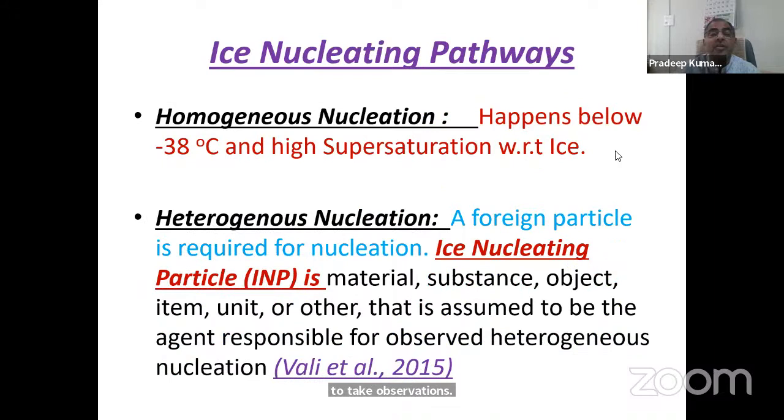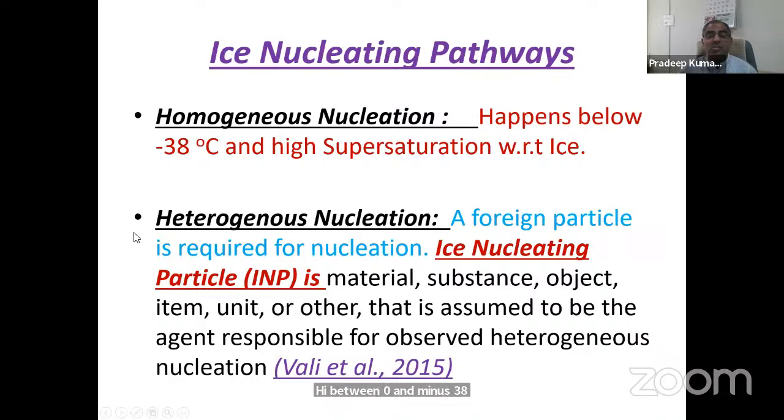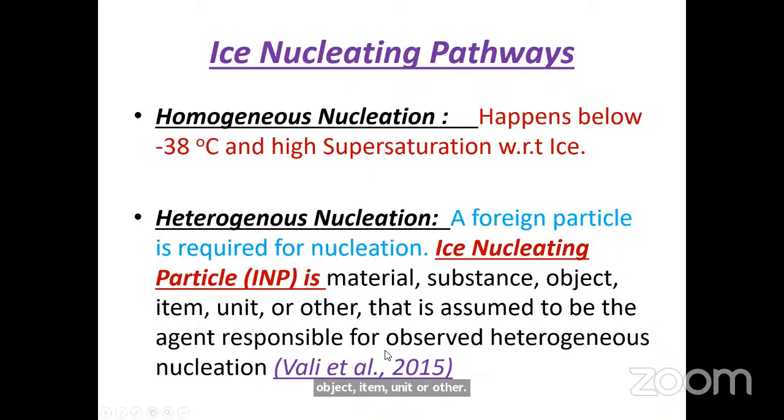So now let us look at the ice nucleating pathways which are available. Homogeneous nucleation can happen below minus 38 degrees Celsius and at very high supersaturation with respect to ice. And between 0 and minus 38, it is heterogeneous nucleation which is the important process. For heterogeneous nucleation, a foreign particle is required, which we call the ice nucleating particle. Now, an ice nucleating particle is a material, substance, object, item, unit, or other that is assumed to be the agent responsible for the observed heterogeneous nucleation process.